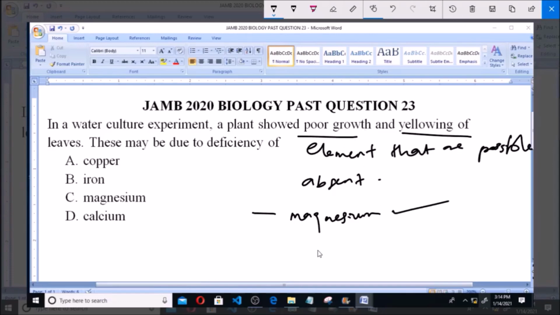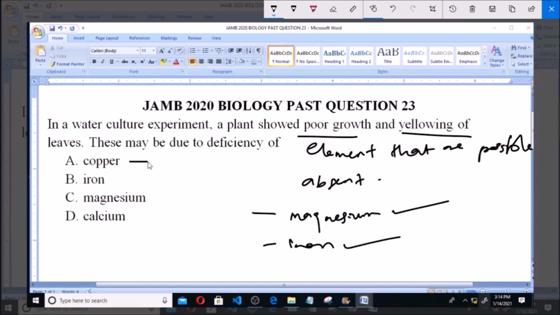So magnesium is correct. Also, iron is another element that is required for the manufacturing of chlorophyll. Now, when there's deficiency in iron, poor growth will be present, because the plant will not be able to produce food, because they require chlorophyll to produce food, and also there'll be yellowing of leaves instead of it to be green. So iron is also correct.